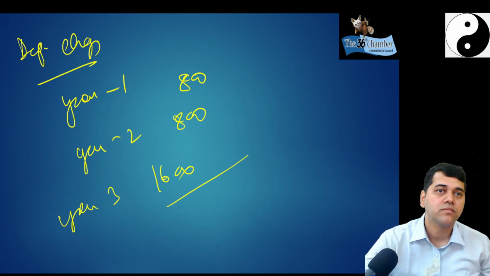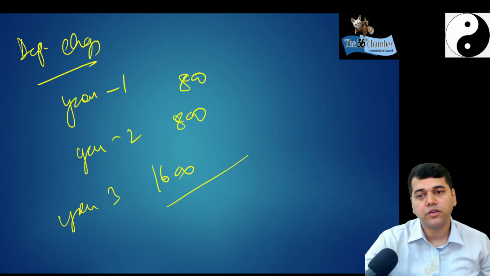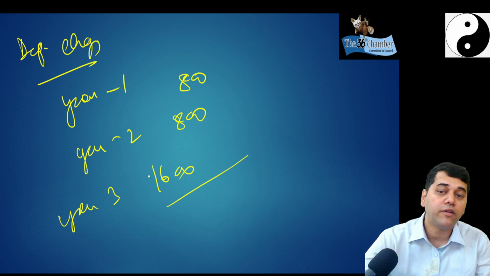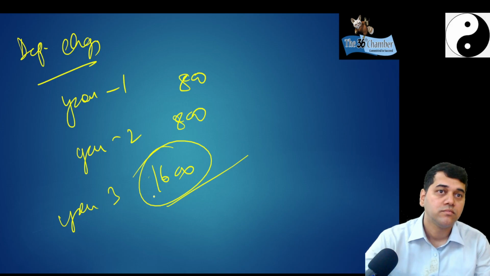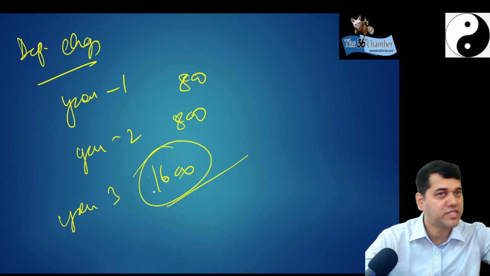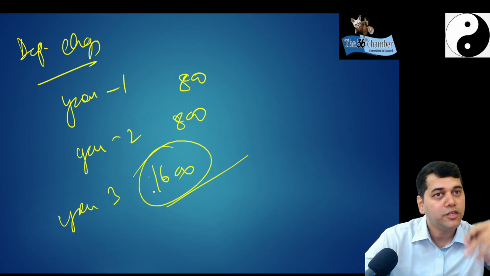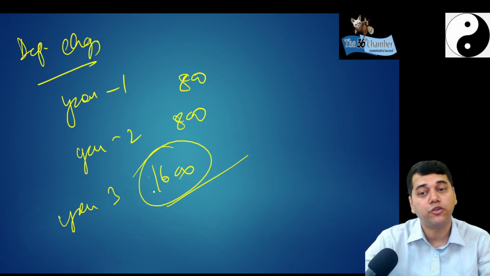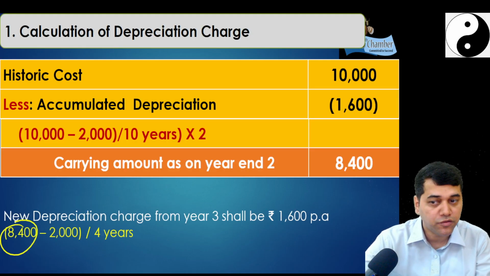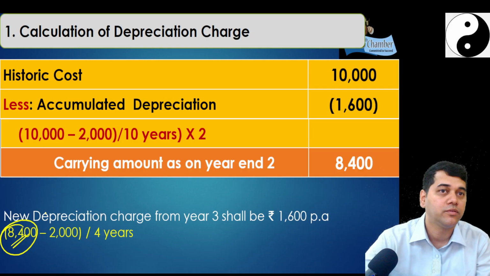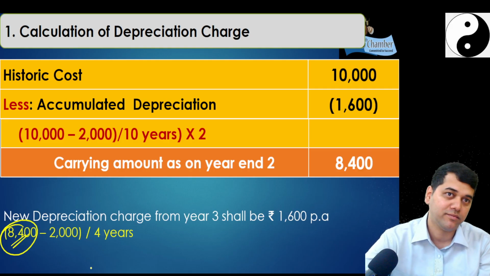Which one? If a revaluation gain was there, then this value would have changed. That will go to OCI, first time revaluation. But the new depreciation will be on the revalued amount instead of 8,400. This would be the revalued. There can be an impairment also sitting.